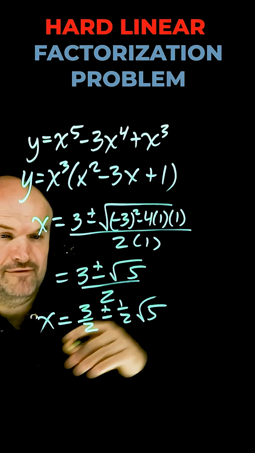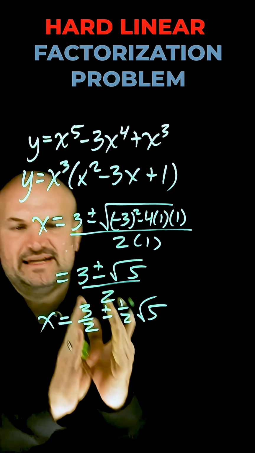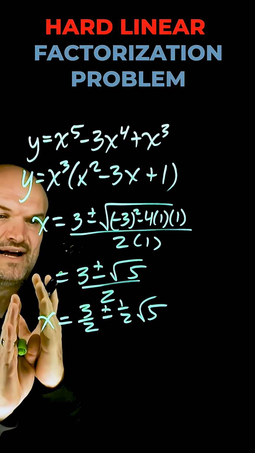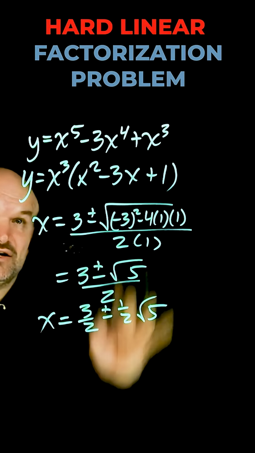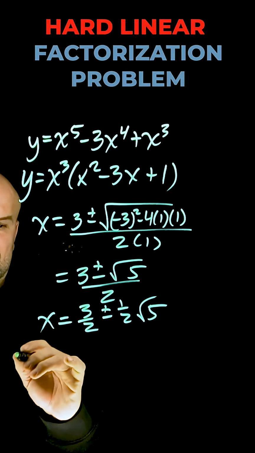But ladies and gentlemen, if we need to rewrite this as factors, we need to subtract the 3/2 and then subtract the 1/2 square root of 5, subtract the 3/2 and add a 1/2 square root of 5. So the final linear factorization is going to look like this.